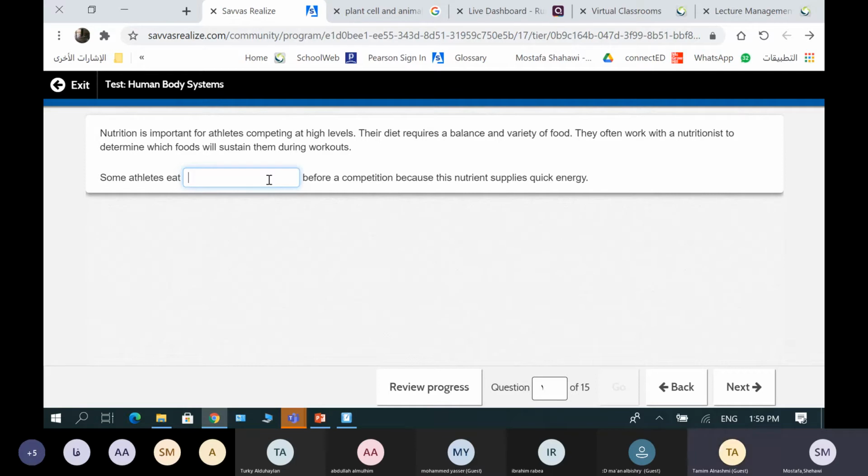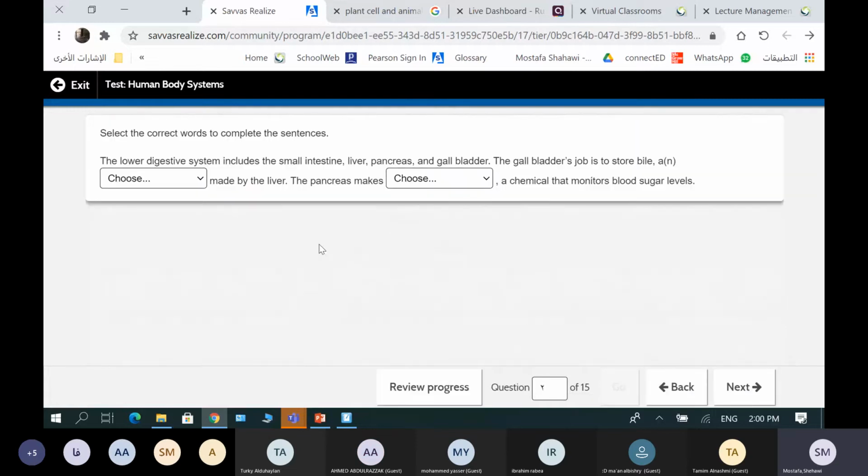We have 6 types of nutrients. Can I help Tamim? Yes, you can. Ibrahim Rabi', help him. Who gives quick energy? It's carbohydrate. Okay, eat carbohydrates before competition. Second question, Tamim, you can answer it. Ibrahim Rabi' answered the first one, so you can answer this one, Tamim.